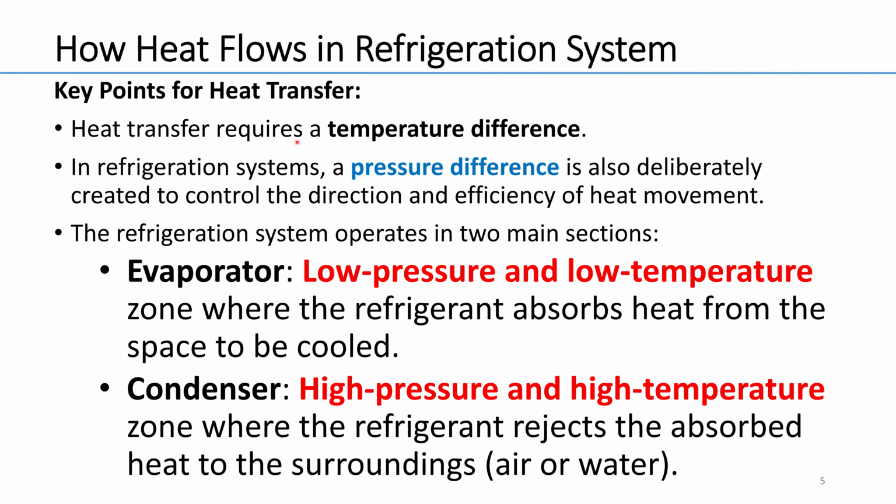So key points for heat transfer include: heat transfer requires a temperature difference. In a refrigeration system, a pressure difference is also deliberately created to control the direction and efficiency of heat movement. The refrigeration system operates in two main sections, that is, the evaporator and the condenser. The evaporator is a lower pressure, lower temperature zone, and the condenser is a higher pressure, higher temperature zone. We will discuss this in upcoming slides.